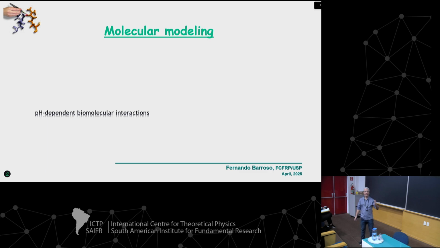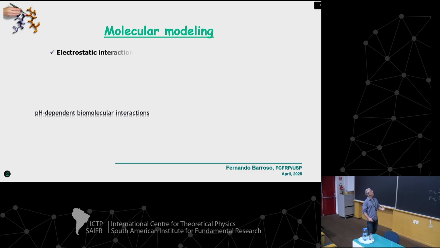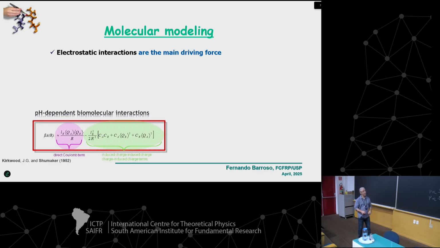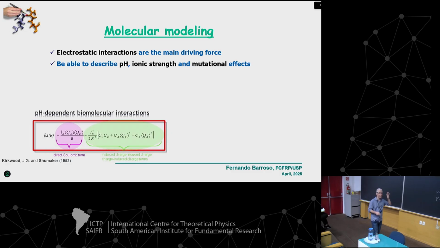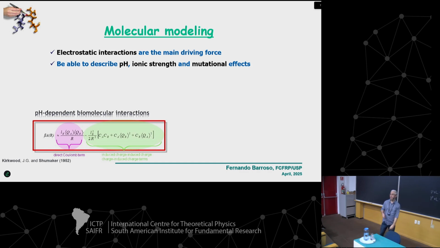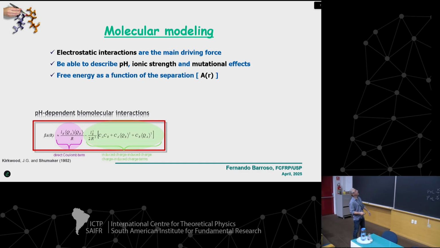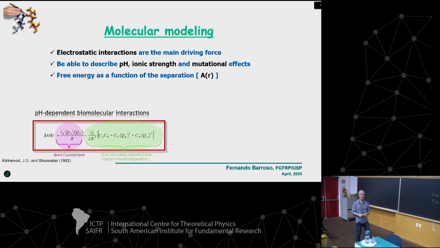When doing this modeling, and if you'd like to go for this pH description, we have to think about how we can get a better description of the whole thing while at the same time reducing the CPU time. In this case, electrostatics should be the main driving force, because pH is an important thing. We know this equation that I'm going to describe tomorrow, but in short, it's what helps us understand this complexation. You would like a model able to describe these main features: pH, ionic strength, and mutations. Another important thing is that we'd like to get free energy as a function of separation distance.